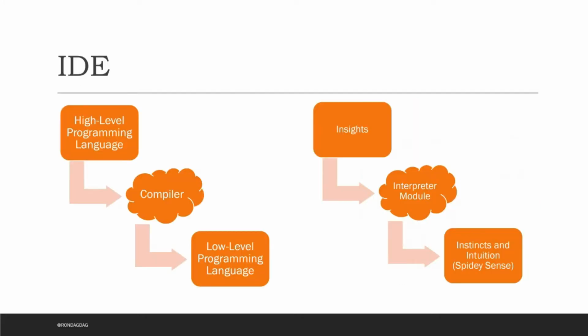about the years. Of course, on the software side, there's low-level programming languages and compilers and high-level programming languages. For us, we'll be talking about this instincts and intuition, right? And that's what we define as the Spidey sense. And then of course you have the interpreter module that would give you insights. If you think about the part of the brain where your conscious brain and subconscious brain are, we're thinking about the subconscious side of things, which is the Spidey senses.